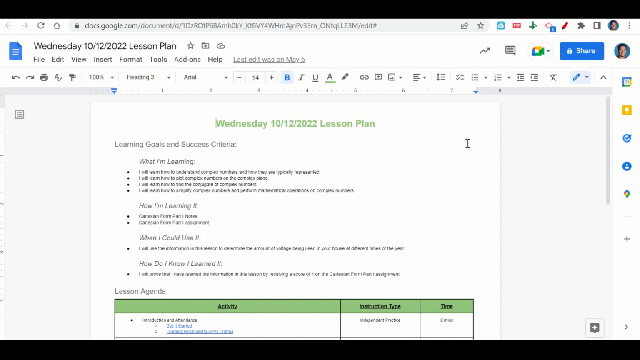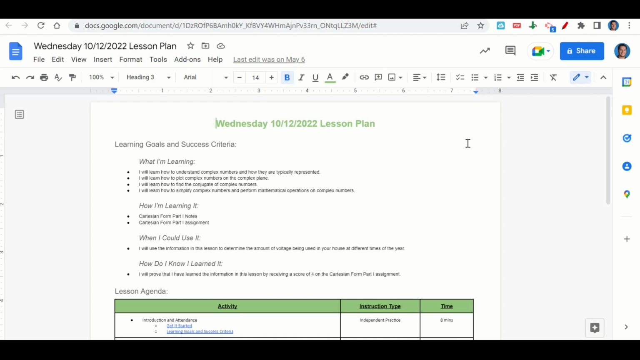First, what are we learning? We're learning how to understand complex numbers and how they are typically represented, how to plot complex numbers on the complex plane, how to find the conjugate of complex numbers, and how to simplify complex numbers and perform mathematical operations on complex numbers. How are we learning it? Through the Cartesian form Part 1 notes and the Cartesian form Part 1 assignment.